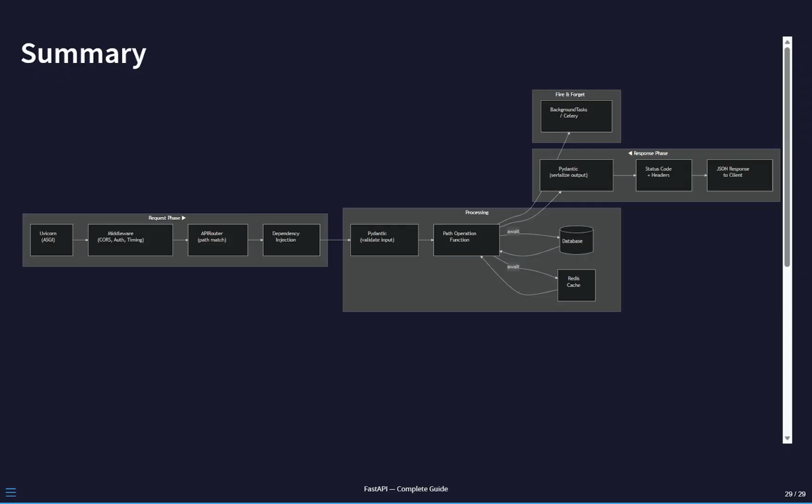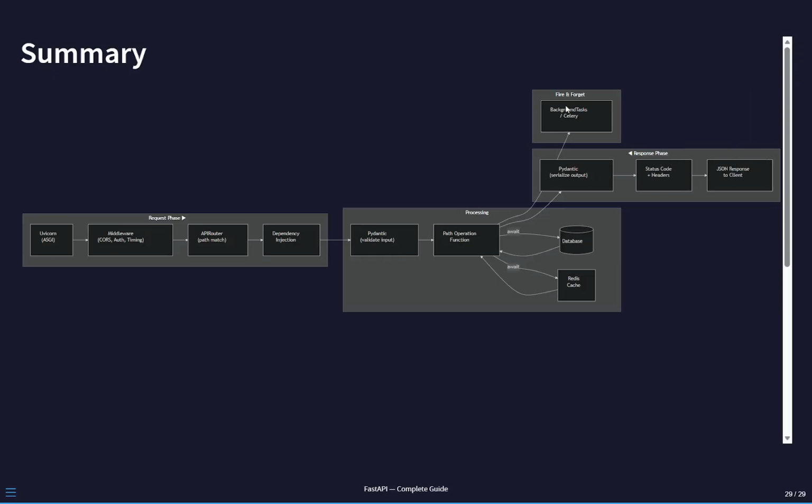On the left, the request phase. Uvicorn receives the HTTP request, passes it through middleware, the API router matches the path, and dependency injection resolves all declared dependencies. In the center, the processing phase. Pydantic validates the incoming request against your input schemas. The path operation function runs, awaiting database queries and cache reads, all non-blocking, all concurrent. On the right, the response phase. The return value passes through Pydantic again for serialization against the response_model, the status code and headers are applied, and the JSON response goes back to the client.